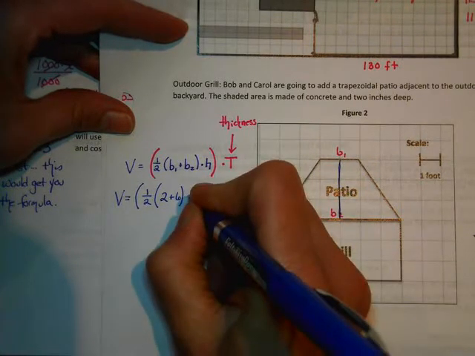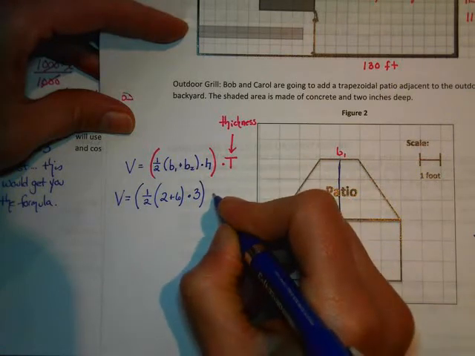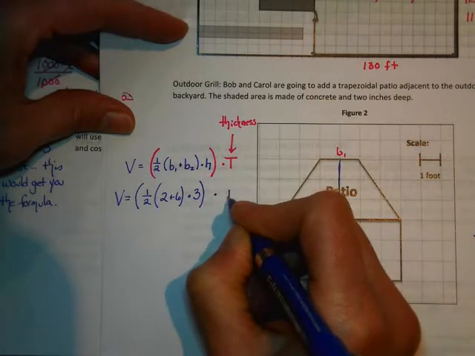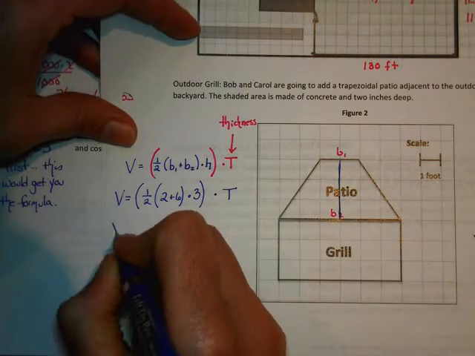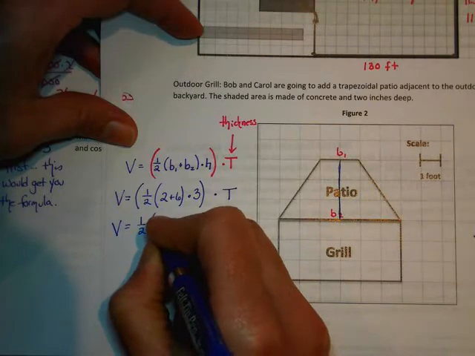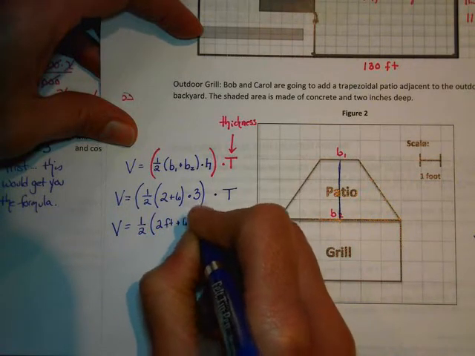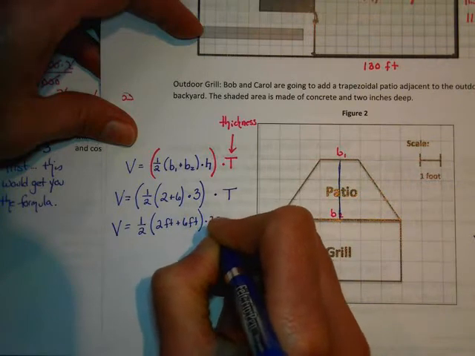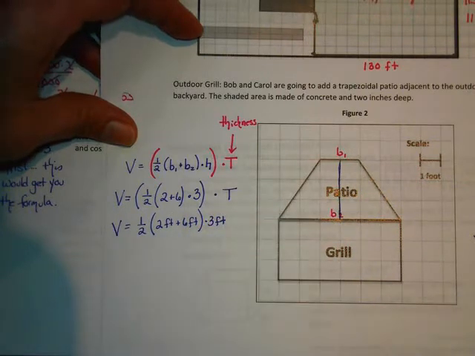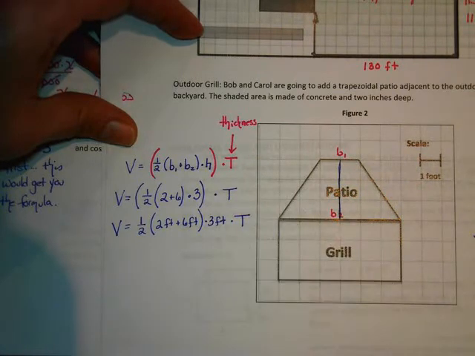Now these are all in feet, and then they're going to talk about a thickness in the problem. So here, I'm going to start labeling these. So this is going to be 1/2, and then it's 2 feet plus 6 feet times 3 feet. And then we've got to go back and look at the problem and see what this thickness is. But here we're going to fill in everything so far we can fill in.